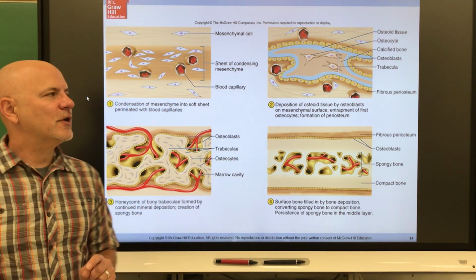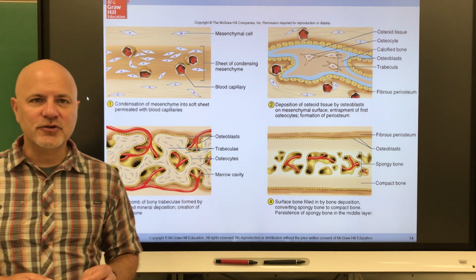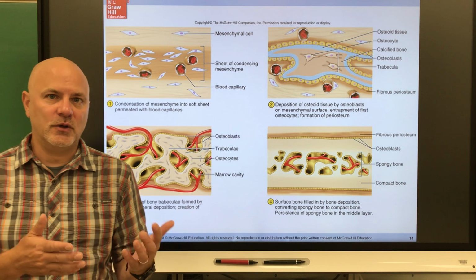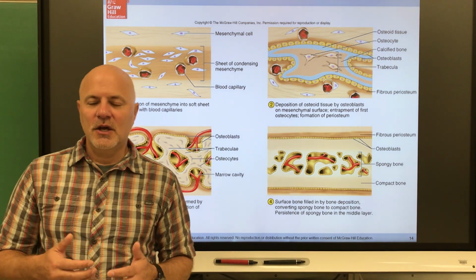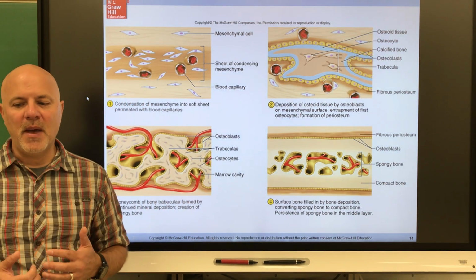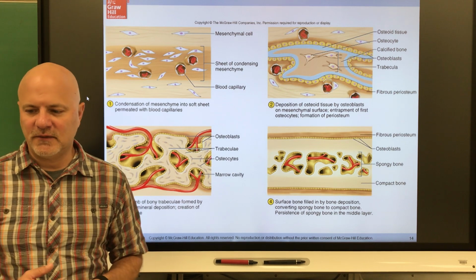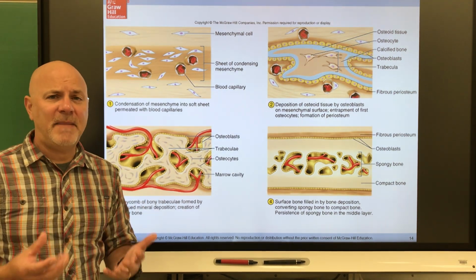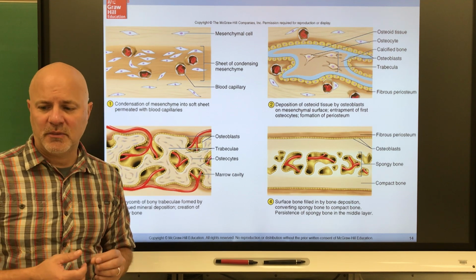So the first is called intramembranous ossification. So intra means within, membrane, so within membrane. So this is bone that forms from membrane-like layers of primitive connective tissue. So here, the primitive connective tissue is that mesenchyme that we talked about back in chapter 4.